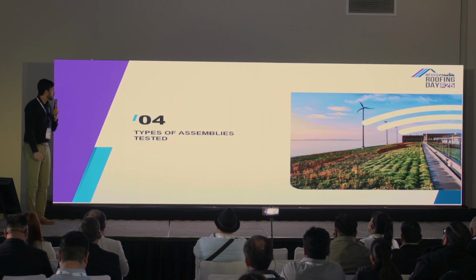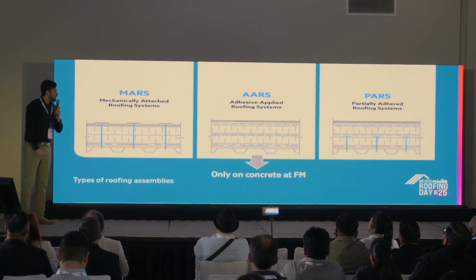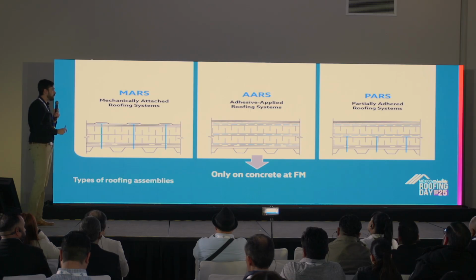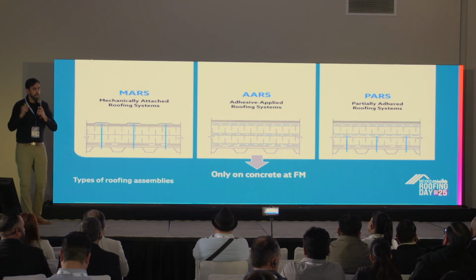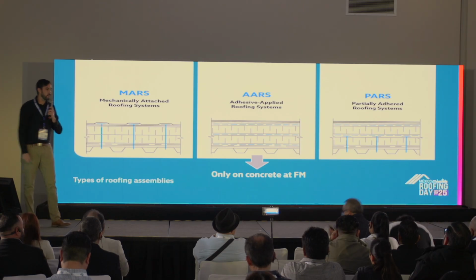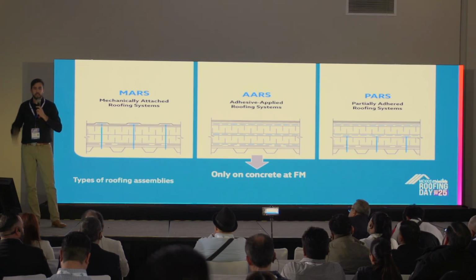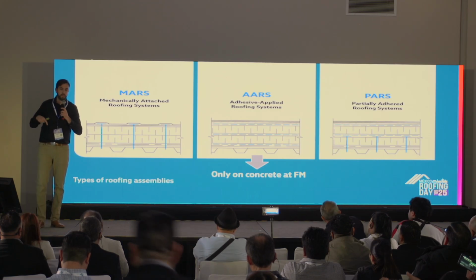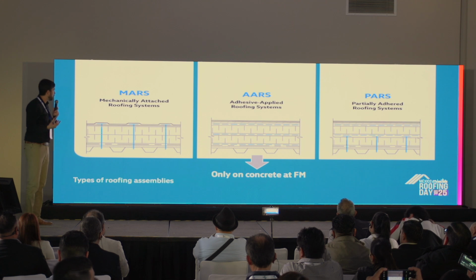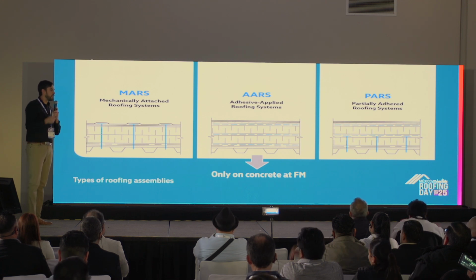So, types of assemblies. This is a Canadian concept. Brian talked about it with the different types of assemblies. In the Canadian standard, there are three types of assemblies, so three ways of dividing them. You're going to have the MARS assemblies. MARS assemblies are, let's imagine, TPO mechanically fastened. Those would fall into the MARS category. So only mechanical, the membrane is mechanically attached.